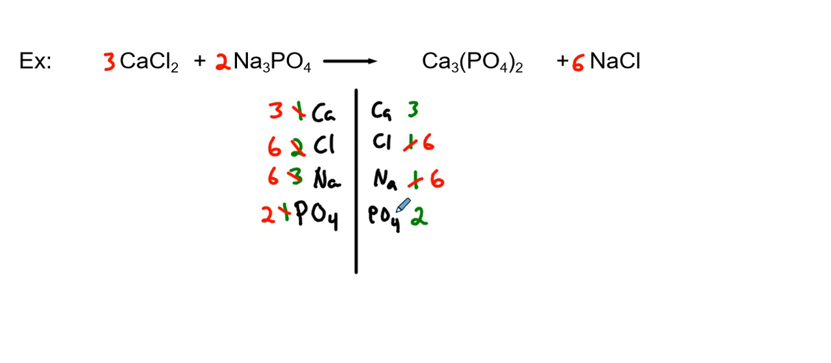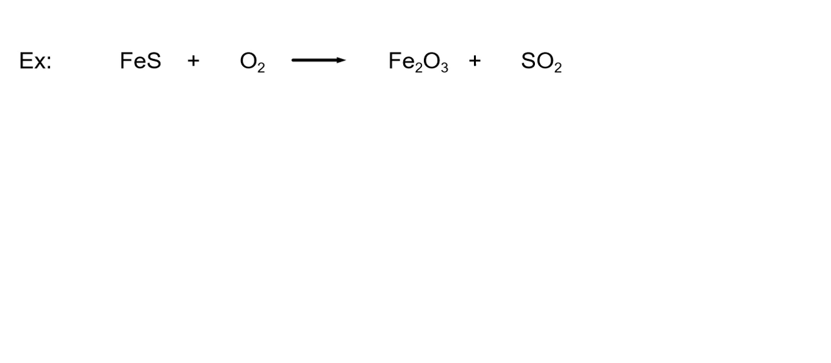Again, always perform a check if you can. So 3 calciums, 3 calciums. 6, because of the 2 times 3 chlorine, 6 chlorine. 2 times 3 is 6 sodium, 6 sodium. This is 2 phosphates and 2 phosphates. So this is balanced.